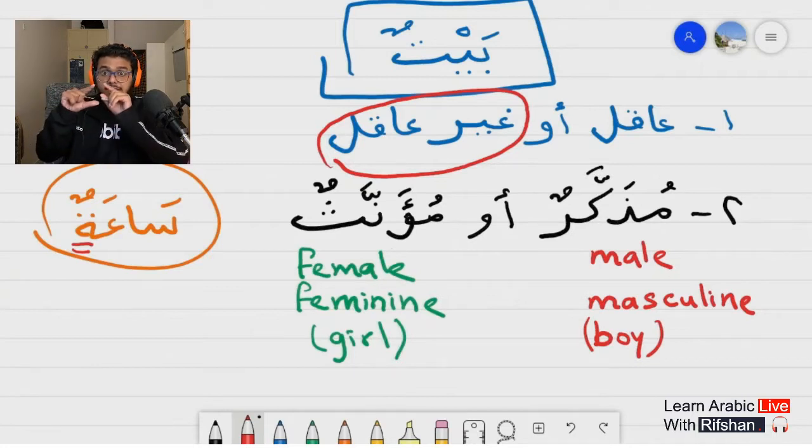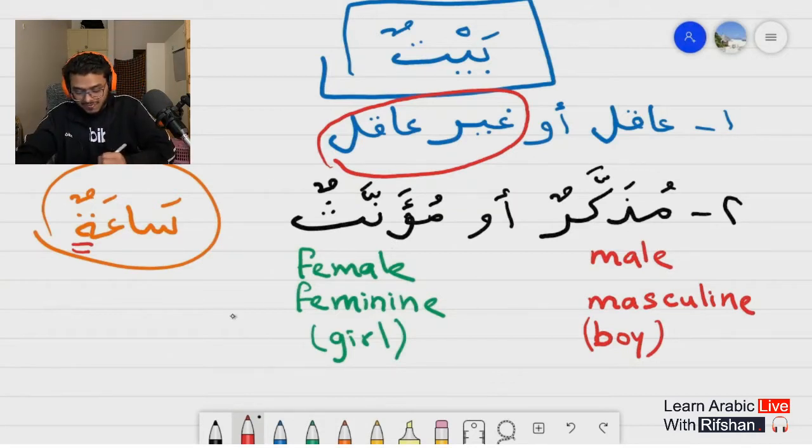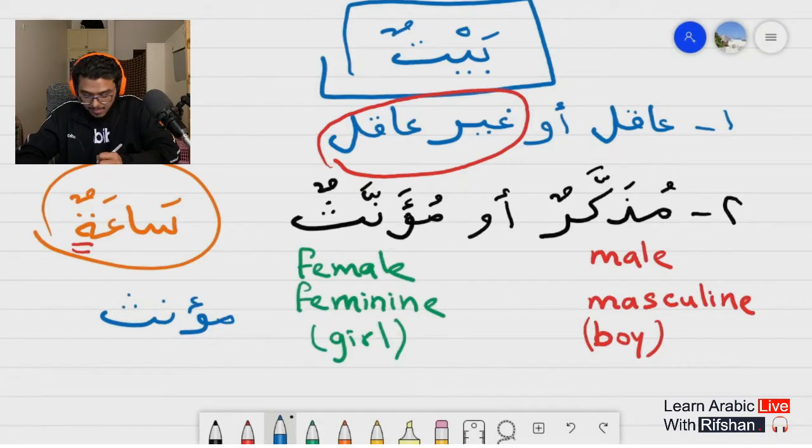We are saying that anything that has a ta marbuta in it, for now, we are going to say that the word in itself is what? Feminine, female, muannath. Sa'atun is muannath. You are going to confuse this word muannath with another category in the other analysis that we are going to take, which is muthanna. Don't confuse between muannath, which is for the gender, and muthanna, which is for the number.